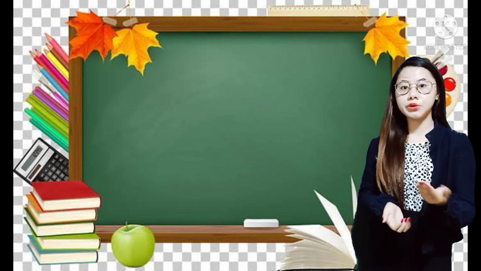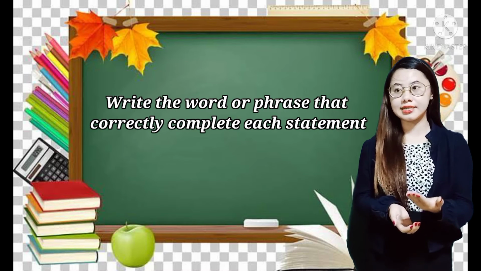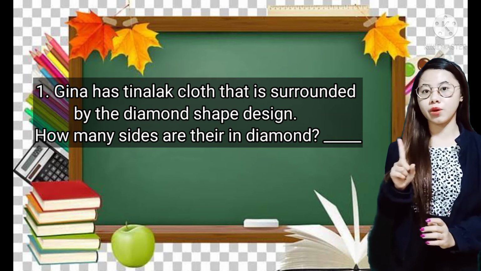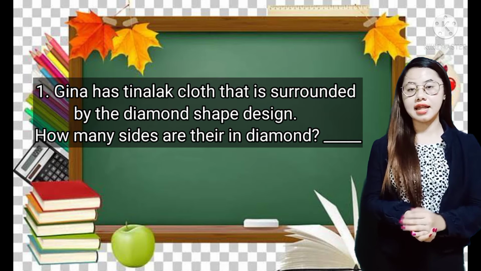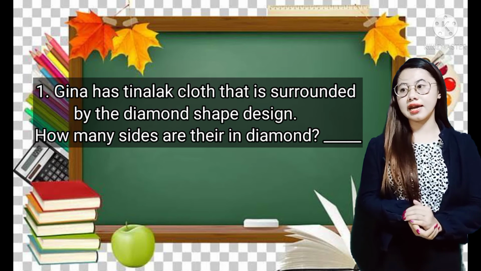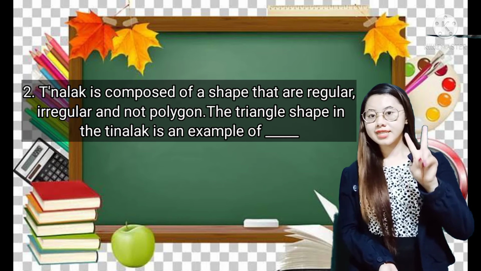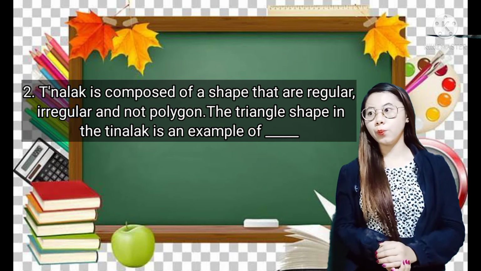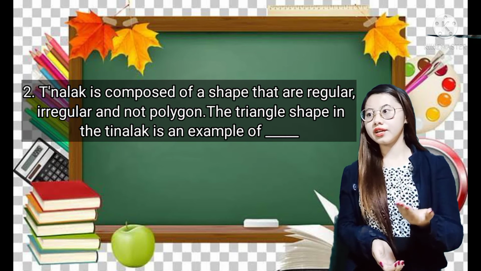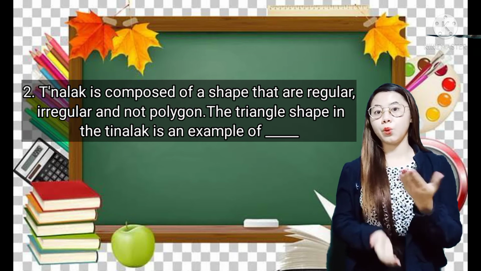Okay, class, get a 1/4 sheet of paper and write the word or phrase that correctly completes each statement. Your first question is, Gina has a tinalak cloth that is surrounded by a diamond-shaped design. How many sides are there in a diamond? Yes, Joseph? Very good. The second question is, the tinalak is composed of shapes that are regular, irregular, and not polygons. The triangle shape in the tinalak is an example of what? Yes, Kimberly? Very good.